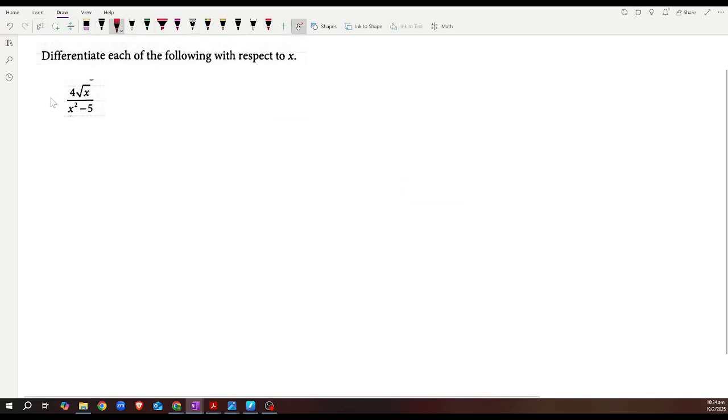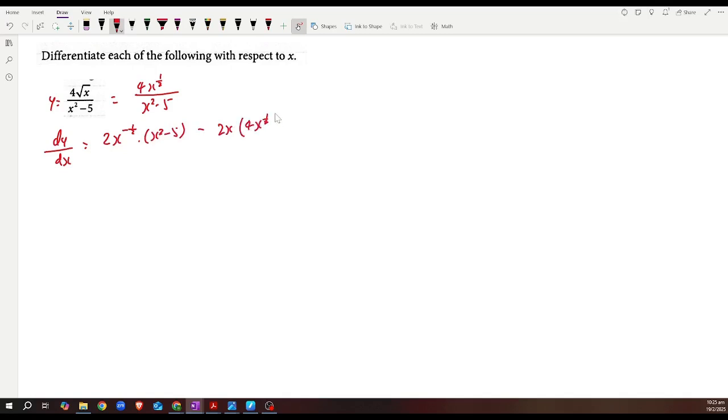Okay, if this is y, then dy dx will be the differential of a. Let's rewrite that first. This one we can rewrite as 4x to the power of half over x squared minus 5. So you differentiate a, it will be 2, because you bring down the half, half times 4 is 2, x to the power of negative half because you subtract 1 from the power. Then you multiply by b, and then you minus the differential of b, which is 2x, times a, which is 4x to the power of half, over x squared minus 5, and then you square the whole thing because that's b squared.